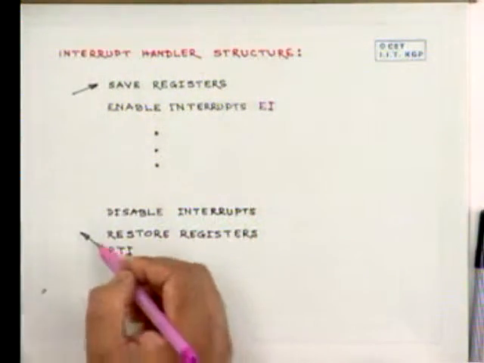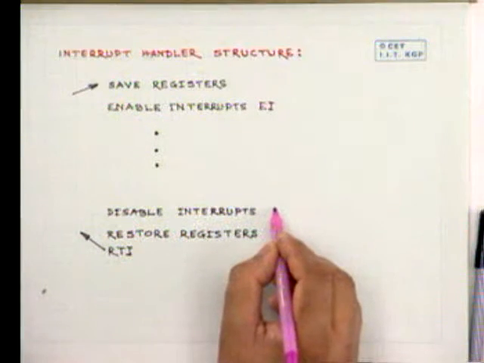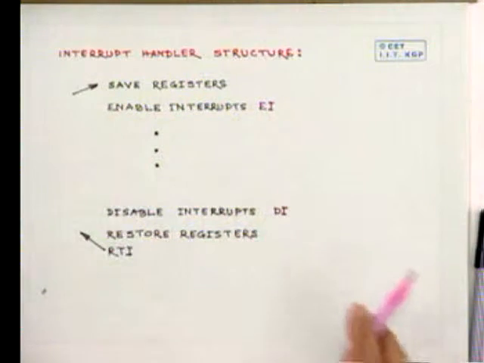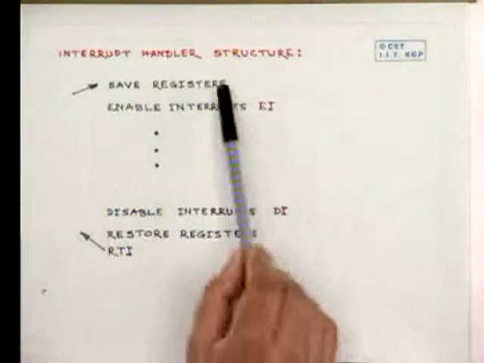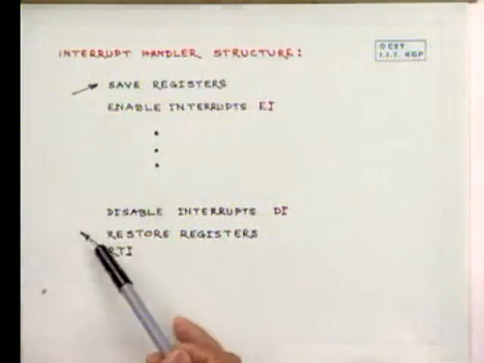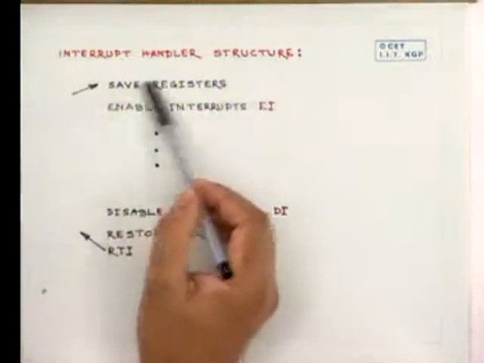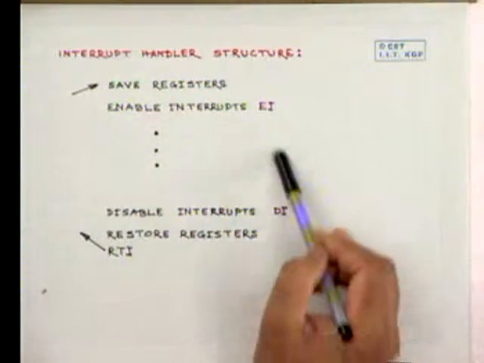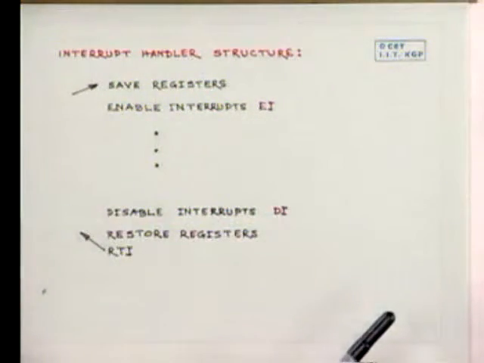Then once more you have to go back. Therefore, you disable interrupt here, restore all the registers that you had saved, and then make an RTI, return from interrupt, to where the control entered the interrupt handler. This is more or less the structure of an interrupt handler in general.